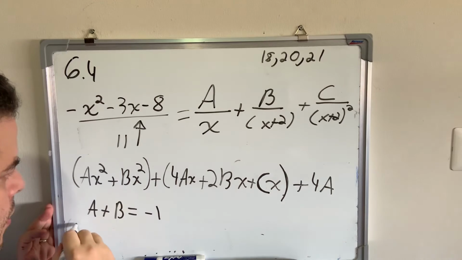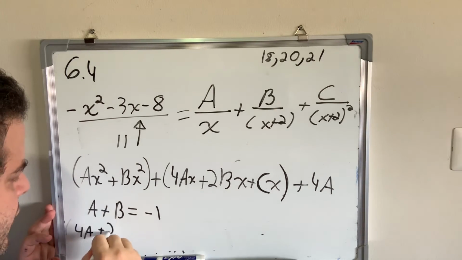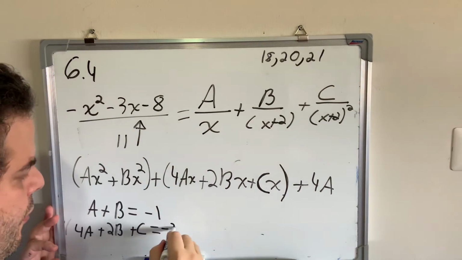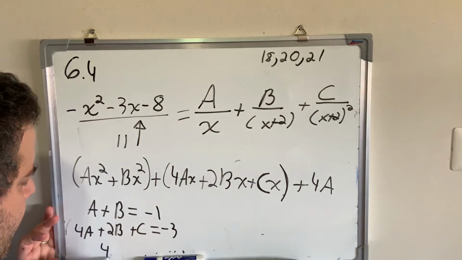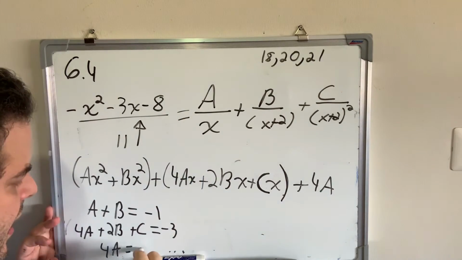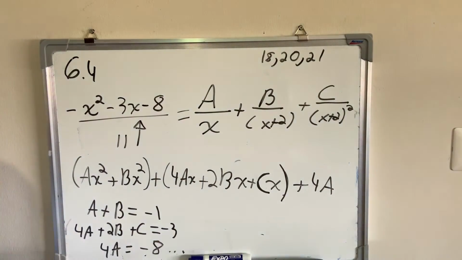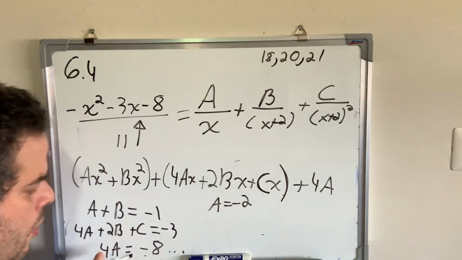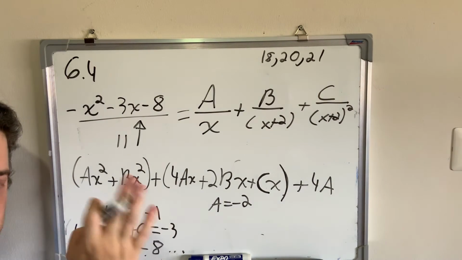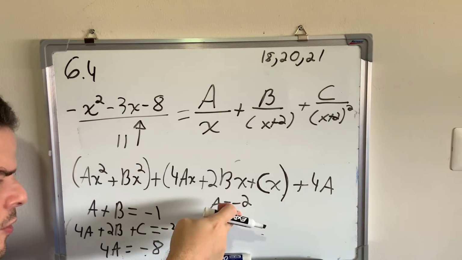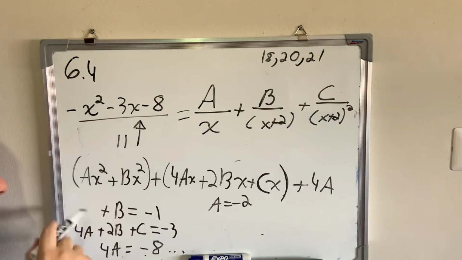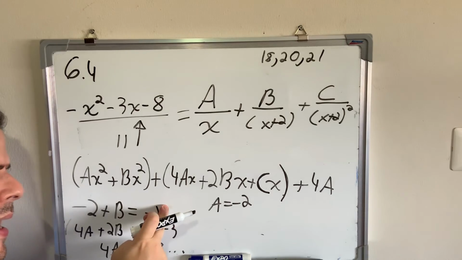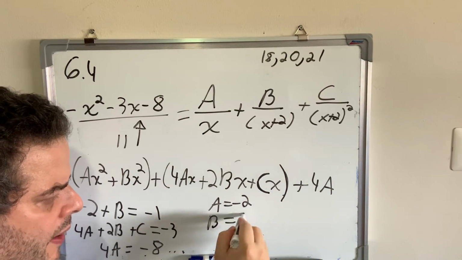Now I have 4a plus 2b plus c is equal to -3. And here I have 4a is equal to -8. Now via substitution, you can tell that your a is -2 when you isolate the a. So you get rid of the 4, you end up with a equals -2. Now when you plug -2 in here and isolate the b, you add 2, and -1 plus 2 is 1.